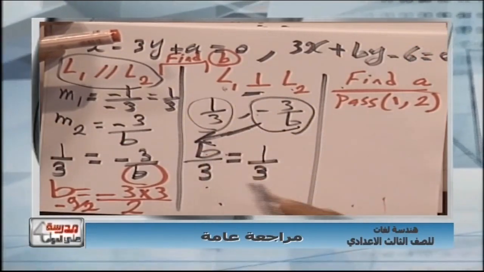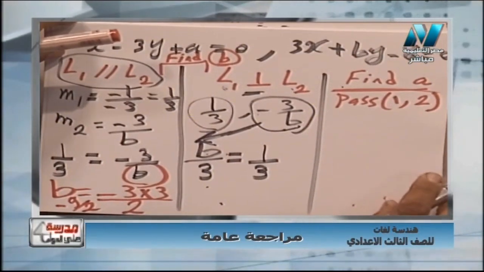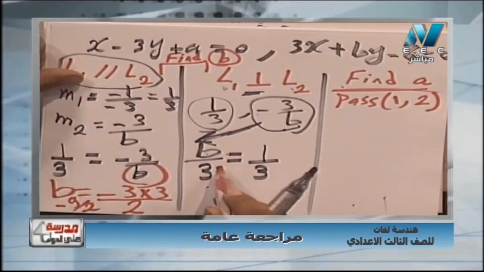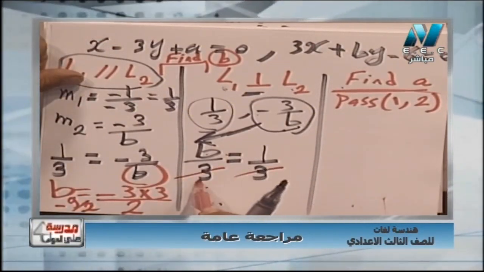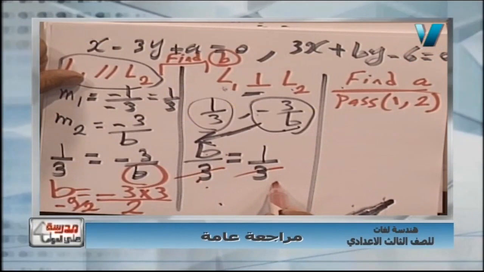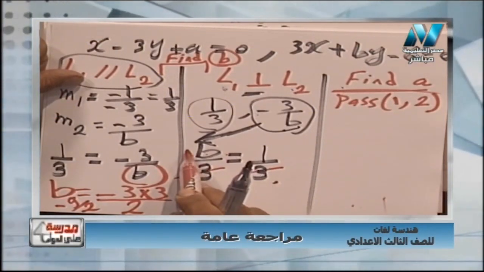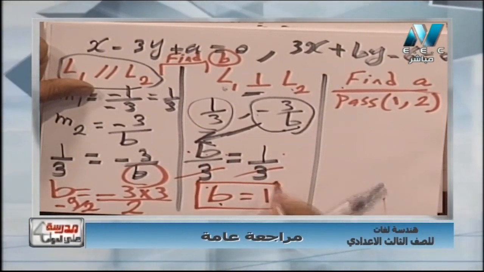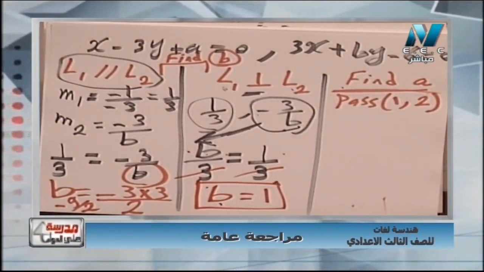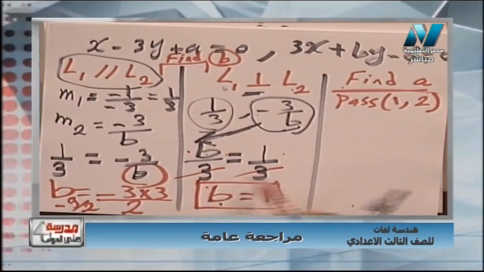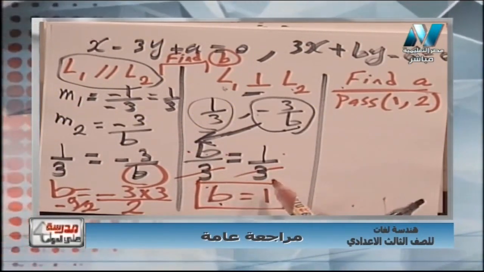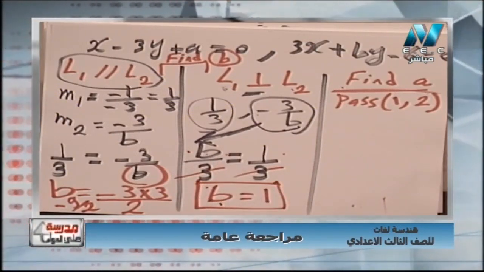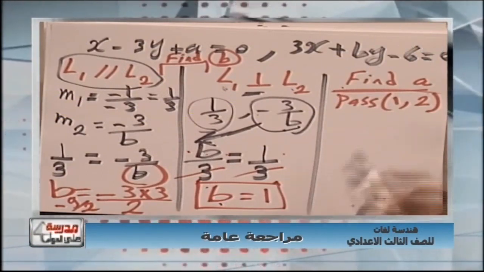This means it is not perpendicular now, it means parallel to L1. The new slope becomes parallel, so b over 3 equals 1/3. We don't use cross multiplication now because the denominators are equal, so the numerator on the left equals the numerator on the right directly, so b equals 1. Of course, if there is no common denominator, we must do cross multiplication.